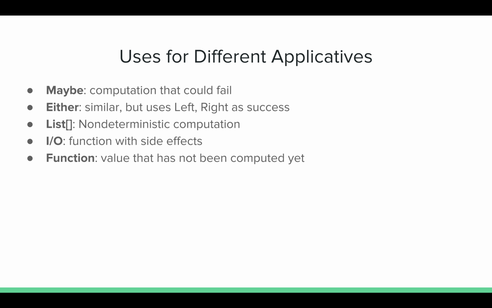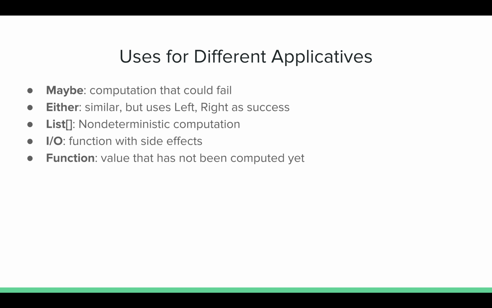Alright, now we'll get into when you would use different examples of applicatives. Maybe could be used for a computation that could fail. Maybe you have a value, and maybe there will not be a value at all. Maybe would not return an error in this situation. Either is similar, but instead of looking for a value or no value, it has left and right, with left representing failure and right representing success. This can be used when some values will return true and others will return false.